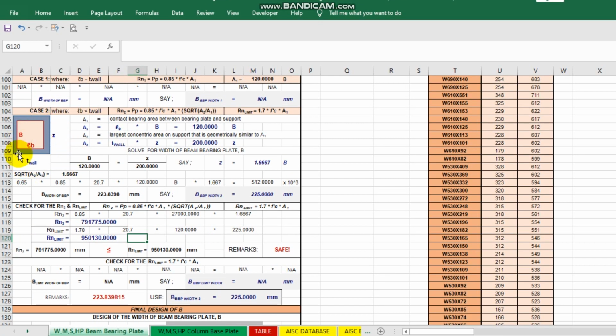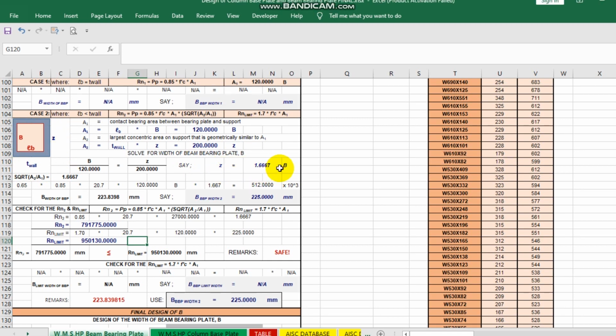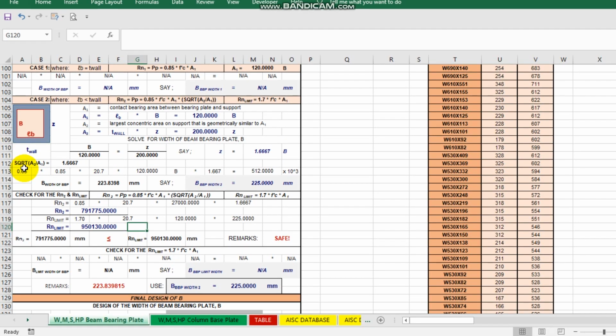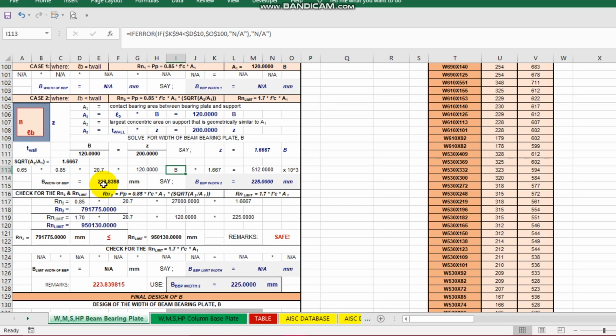Since you have A1, which is the area B times LB, the area 2 is the thickness of the wall times Z. So you get the value of Z in terms of B. By this, you have a multiplier, the square root of A2 over A1, which is 1.667. With this, you get the value of B, which is 223, and with the ceiling to the multiple of 5, since it is 223, the next value is 225.